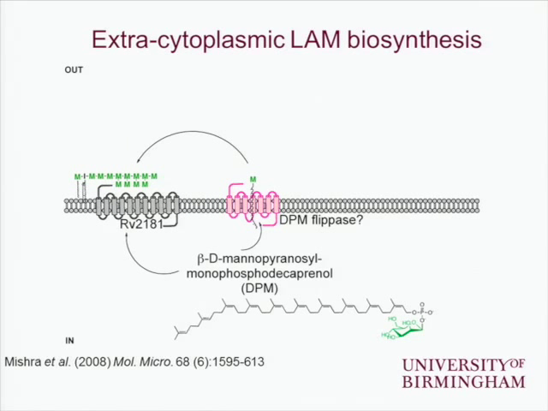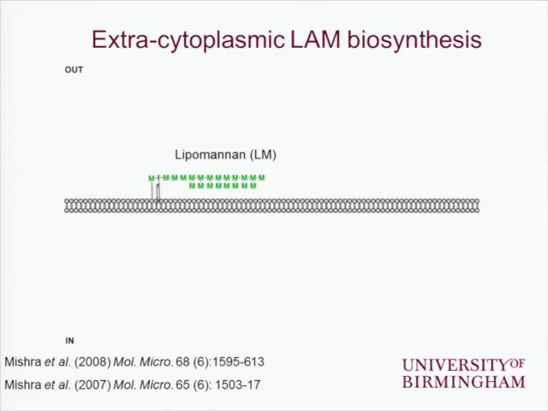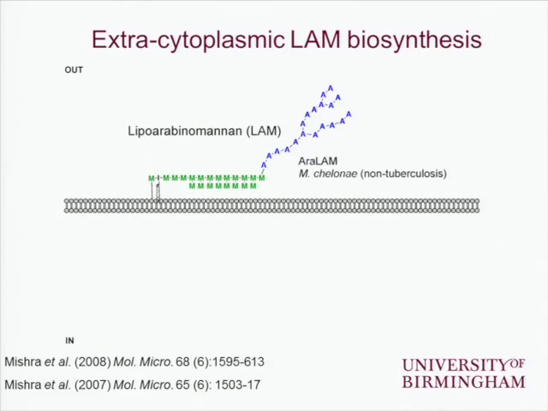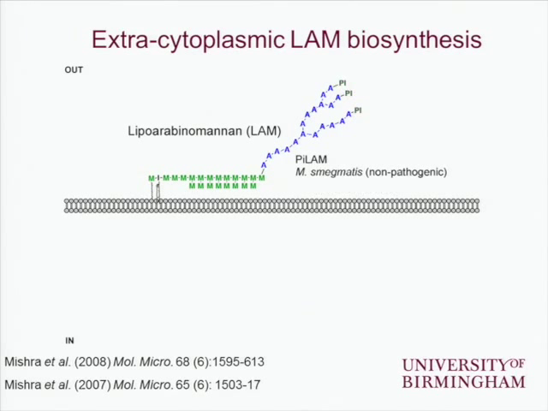We then have branching occurring here by this enzyme, further extension by MPTA, additional branching by this enzyme to give our mature lipomannan. We then have the addition of the arabinan segment, which occurs through MC. And in some organisms, we have non-capping, such as Mycobacterium chelonae. But generally in the slow growers, we also have mannose capping. And in Smegmatis, we have PI caps.